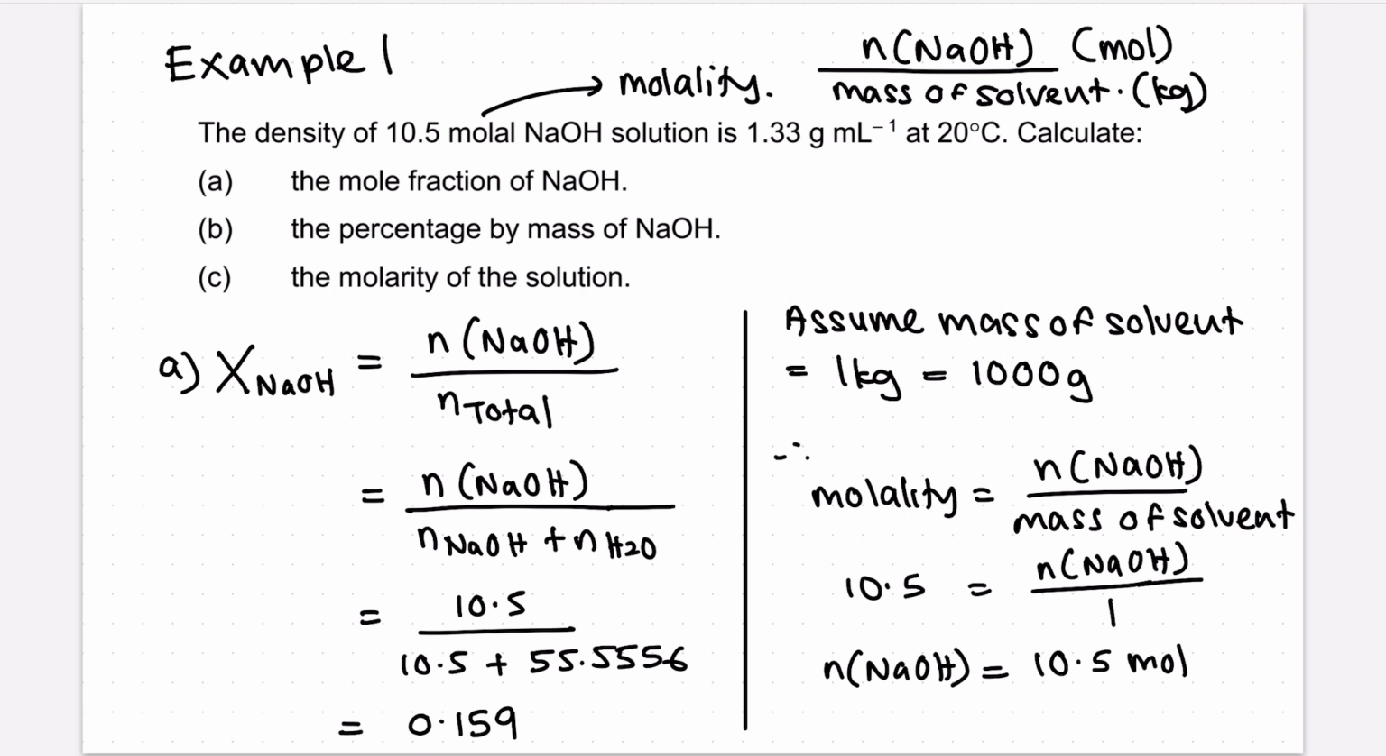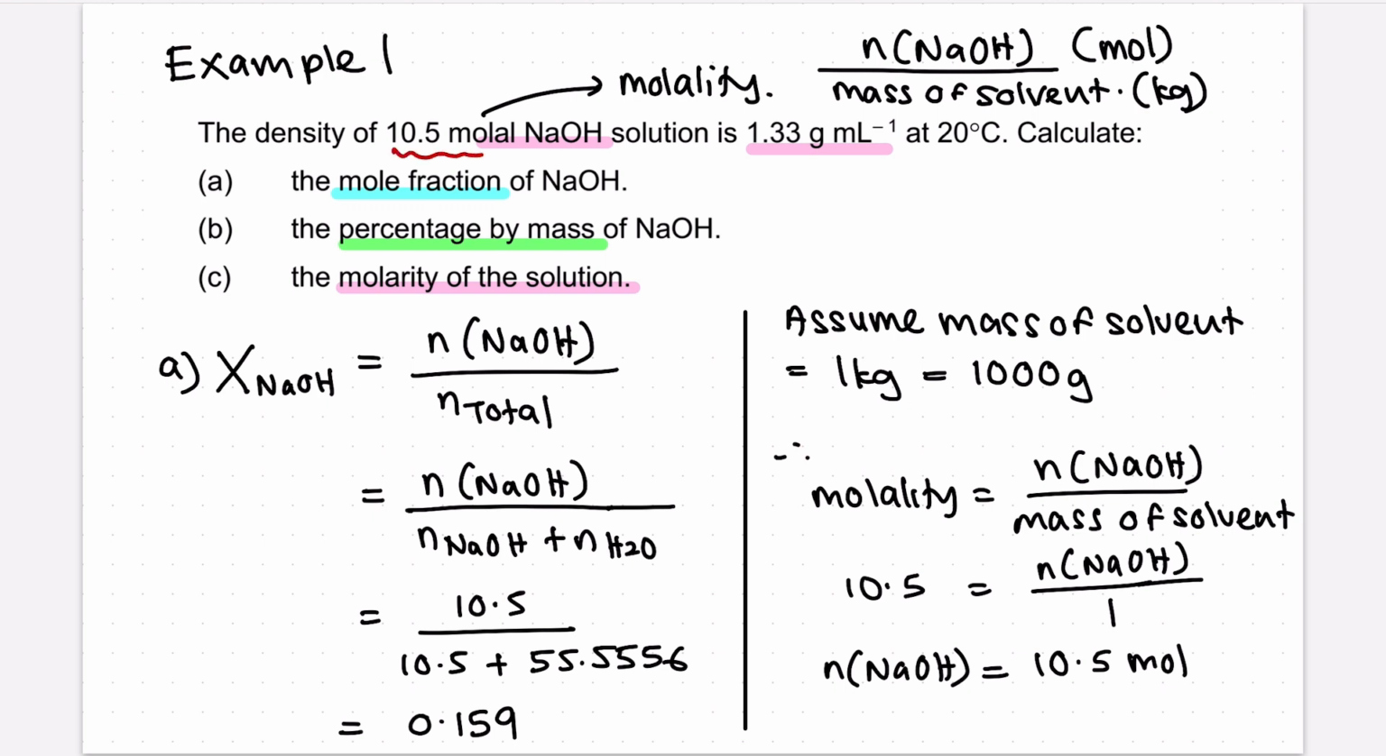So here we have this example whereby 10.5 molal of sodium hydroxide solution has got 1.33 gram per milliliter density. So the question is straightforward. It is asking you to calculate the mole fraction, percentage by mass, as well as molarity of the solution. So let's look at it one by one.